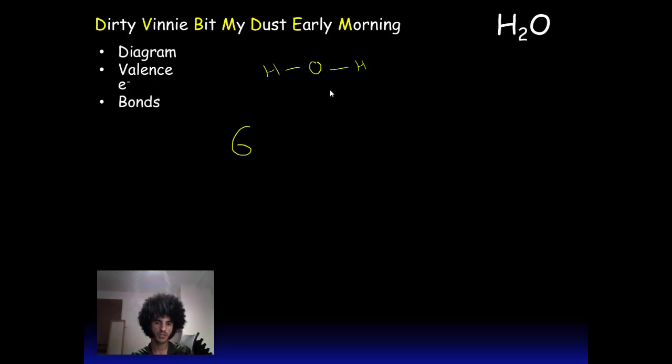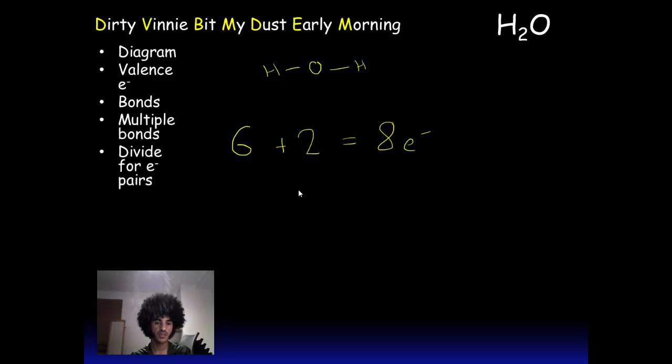It makes 2 bonds, so 6 plus 2 equals 8. So I've got 8 electrons to deal with. M for my is multiple bonds. Now there are no multiple bonds here, so I can ignore that step again, which is quite convenient. D for dust is divide, so I have to get my 8 from here, divide by 2, and that gives me 4 electron pairs. So now it's time for E for early, which is electron geometry.